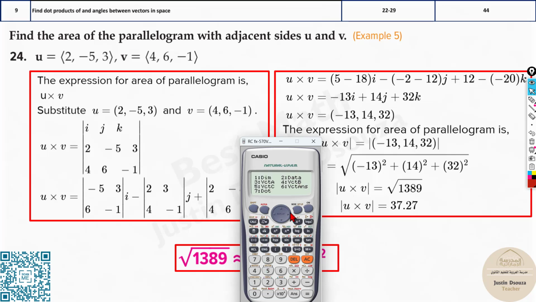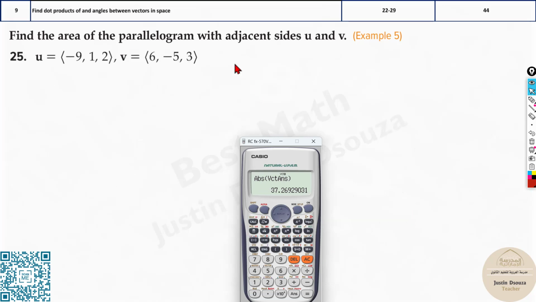If you press shift and phi, you can see the 6th option saves your vector answer. That means whatever answer you get in vector is already saved. Now if you multiply or add something, it changes. Now all you do is shift and HYP gives you absolute value. Absolute value is modulus, right? Then press shift phi and type in the vector answer and press equal to, the answer is 37.27. This is how easily you can do any problem.